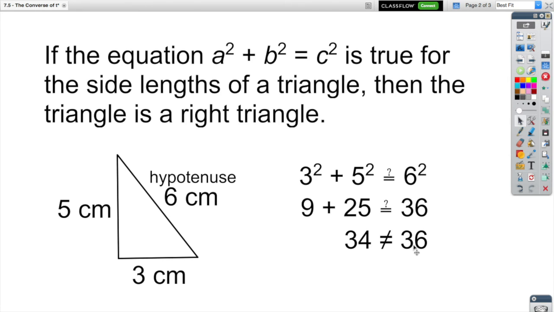34 does not equal 36, so no. This is not a right triangle, and I cannot label this as a 90-degree angle.